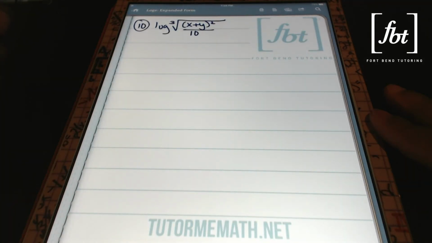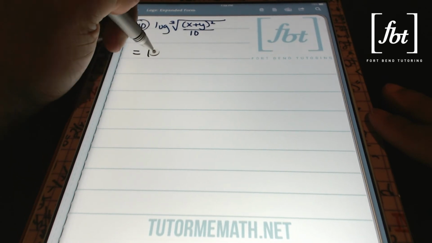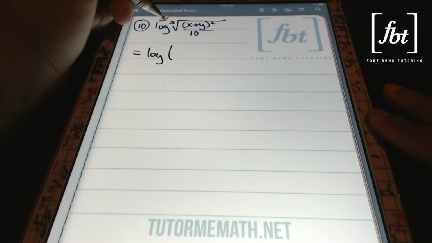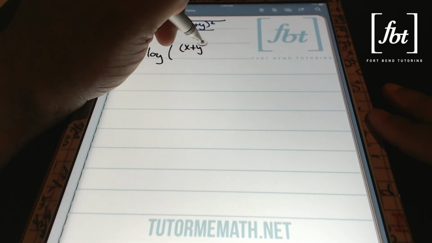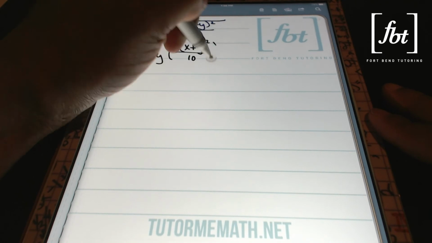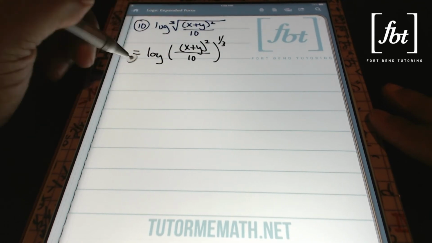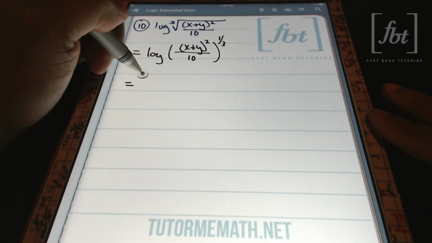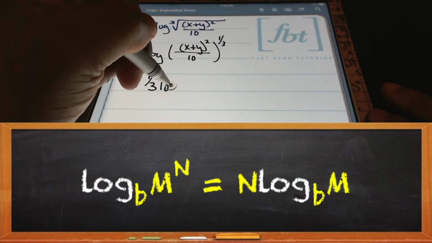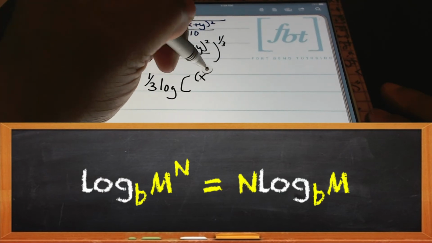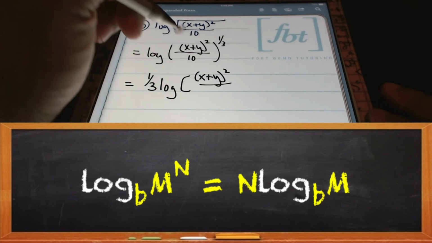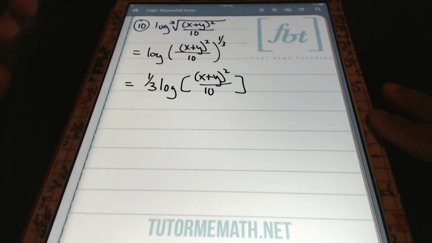With problem 10, we have log of the cube root of the quantity x plus y squared divided by 10. Well, we have another cube root. Well, what are we going to do with that? Same thing. You have your common log here. You can rewrite this as a quantity of x plus y squared divided by 10 raised to the 1/3 power. Bringing that exponent in front as a coefficient, you'll have 1/3 log of the quantity x plus y squared divided by 10. Just like that.